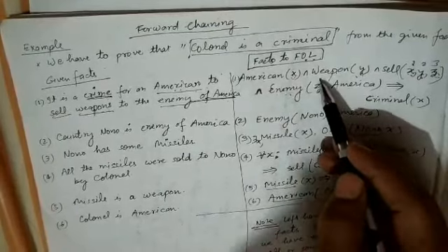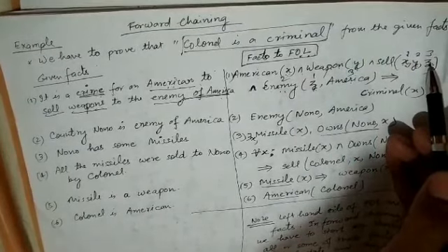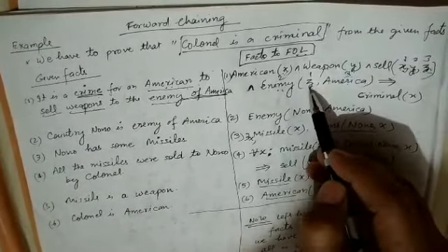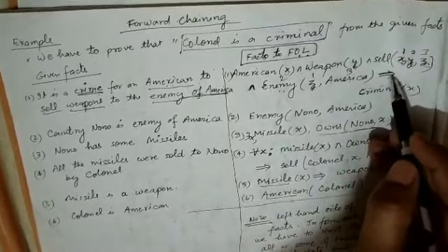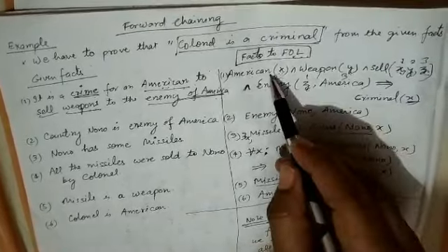So first, Z is an enemy of America. If Z is an enemy of America and X is a person who sells Y, and Y is a weapon, to Z, then definitely the conclusion is that X is a criminal. X is who? X is an American.